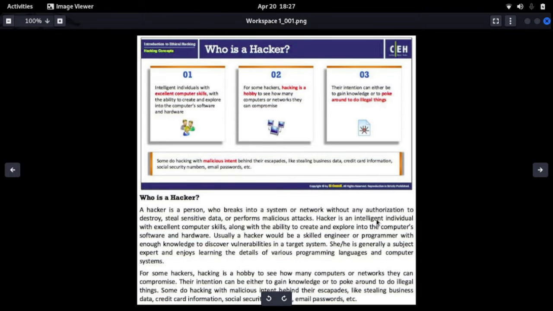A hacker is an intelligent individual with excellent computer skills, along with the ability to create and explore computer software and hardware. Usually, a hacker would be a skilled engineer or programmer with enough knowledge to discover vulnerabilities in the target system. He or she is generally a subject expert and enjoys learning the details of various programming languages and computer systems.